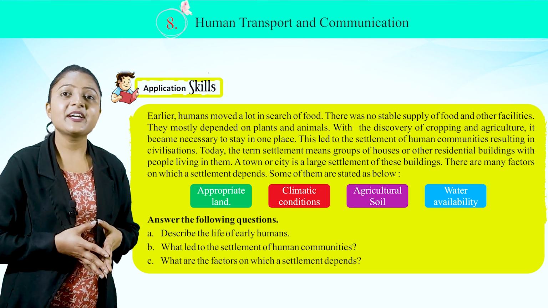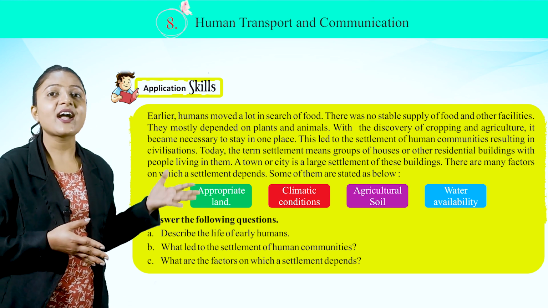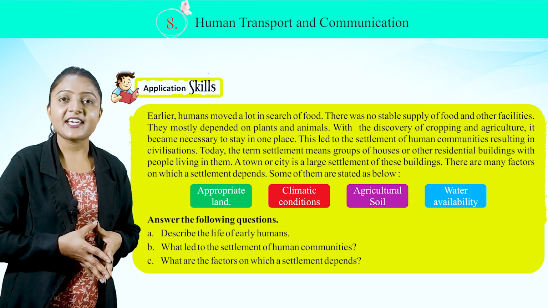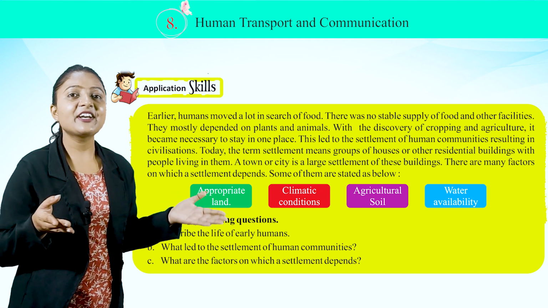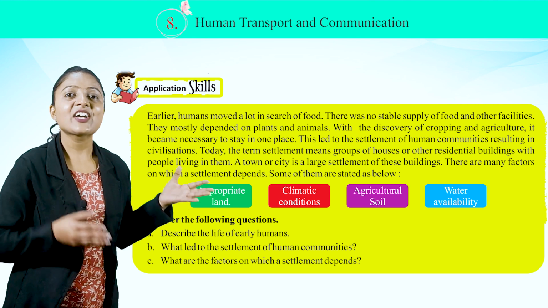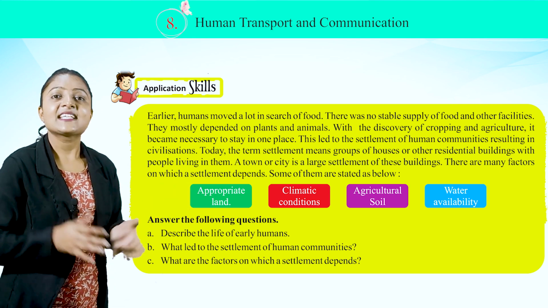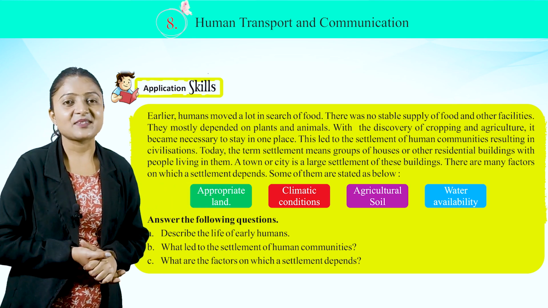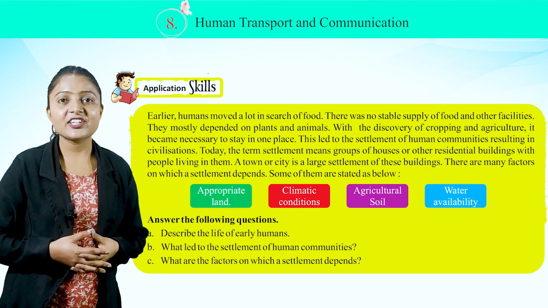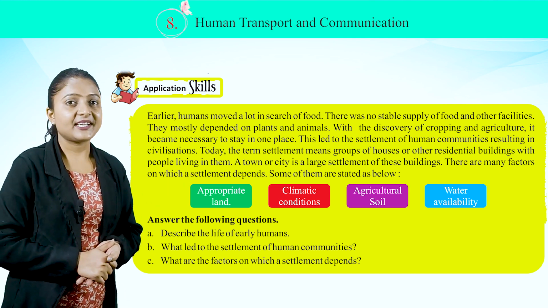Today, the term settlement means groups of houses or other residential buildings with people living in them. A town or city is a large settlement of these buildings. There are many factors on which a settlement depends. Some of them are stated as below: appropriate land, climatic conditions, agricultural soil, water availability.